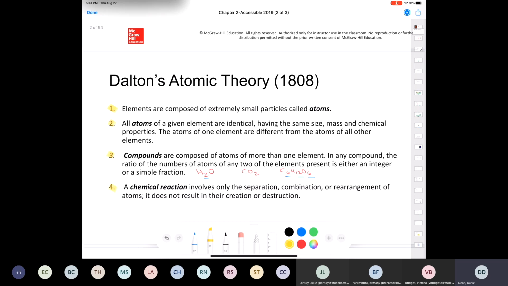It says a chemical reaction involves only the separation, combination, or rearrangement of atoms. It does not result in their creation or destruction. And that kind of blew the lid off of alchemy.